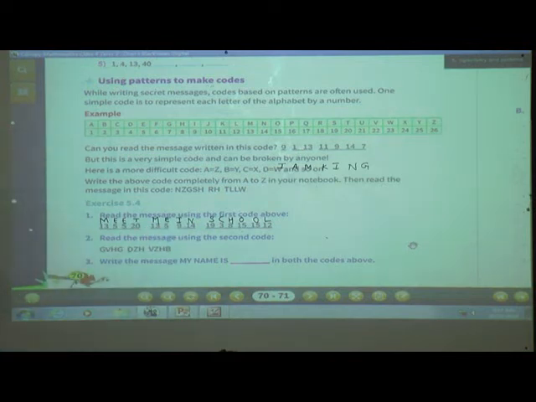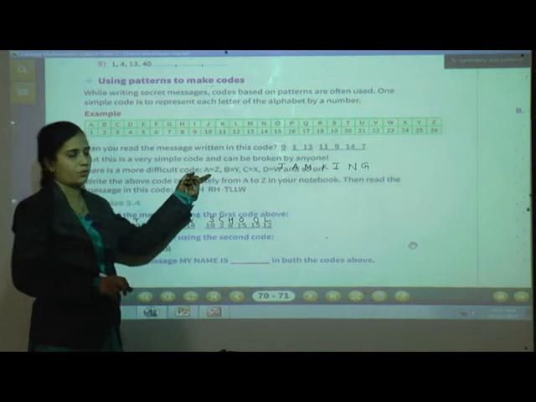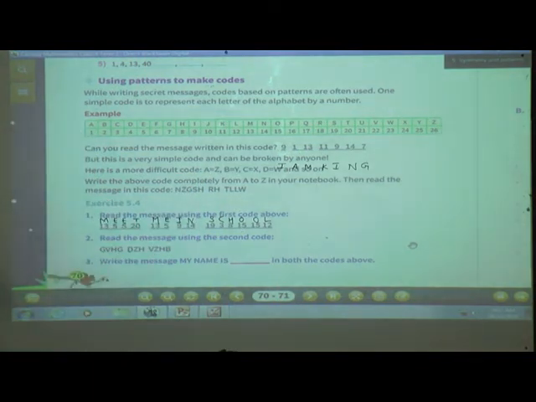Okay. Now read the message using the second code. So you can solve it by this code. Okay. Now again we'll see next one.